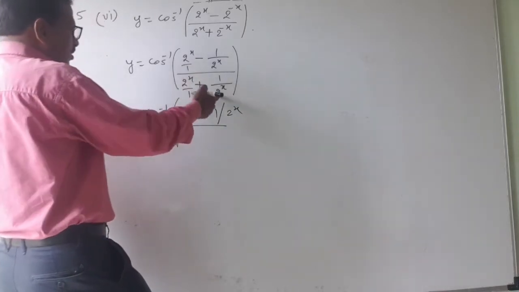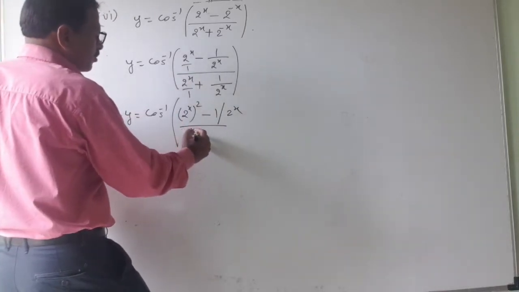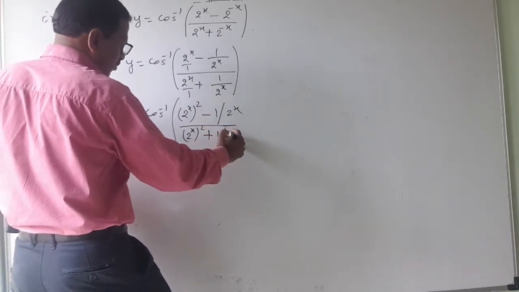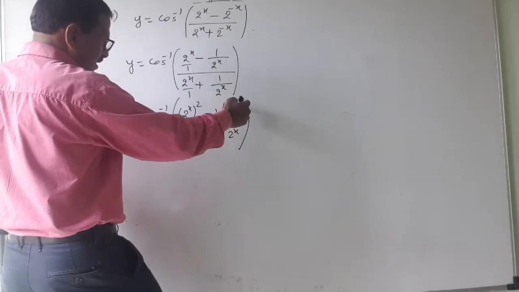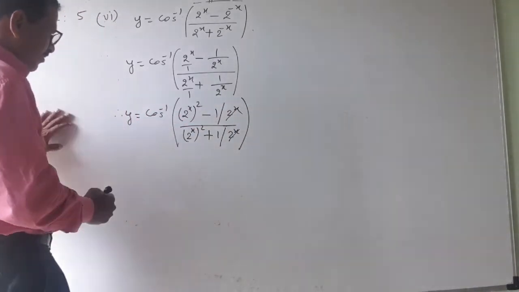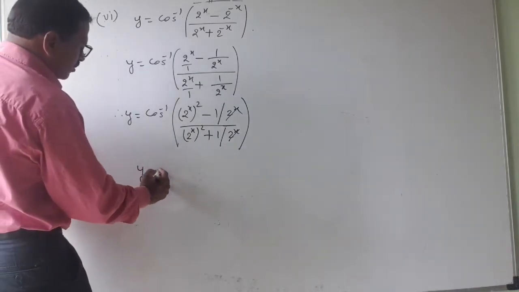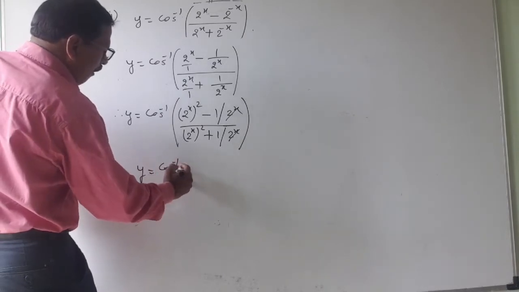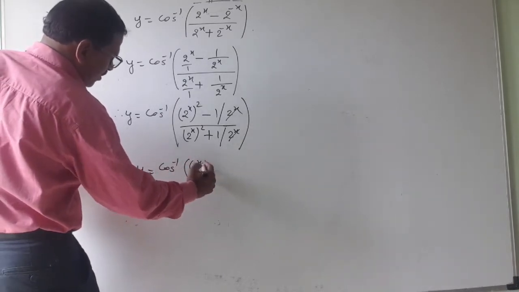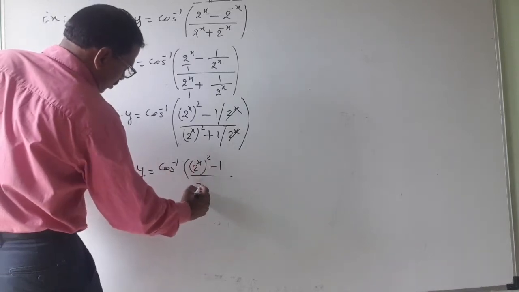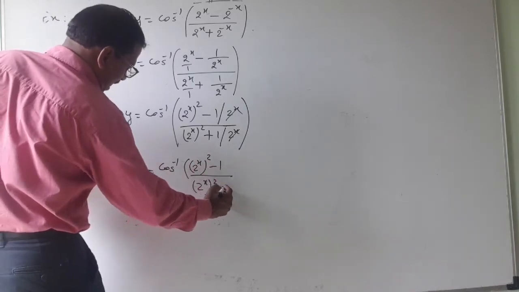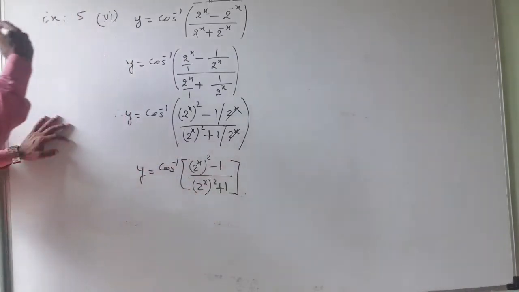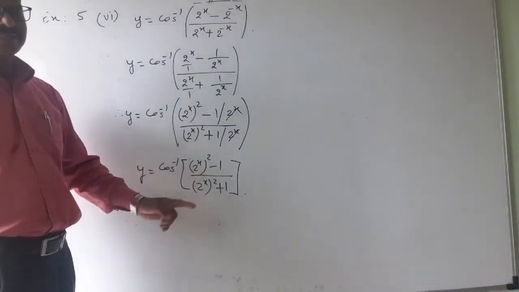Now this I am solving. 2 raised to x into 2 raised to x, 2 raised to x square plus 1, and for this also 2 raised to x. This 2 raised to x and this 2 raised to x will get cancelled, and what I get is y is equal to cos inverse of 2 raised to x its square minus 1 upon 2 raised to x its square plus 1. I will change the bracket. Check it now.